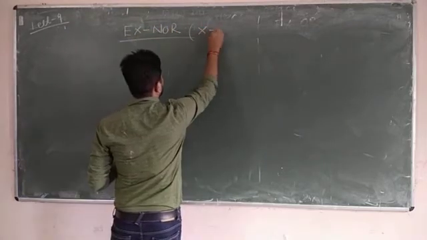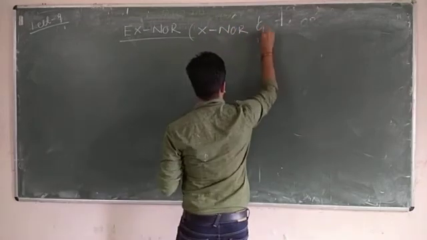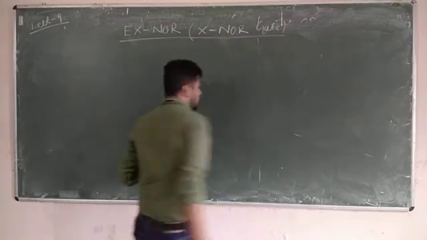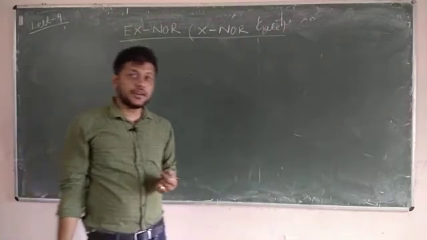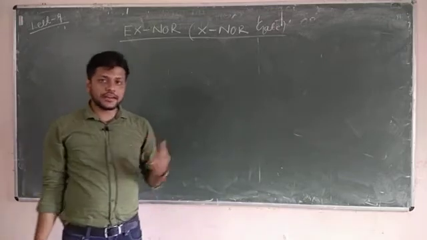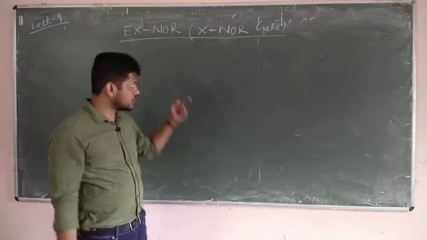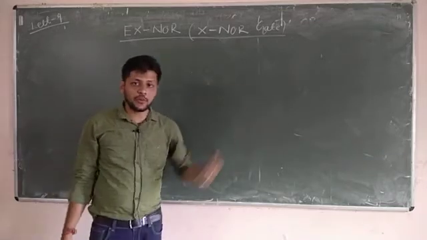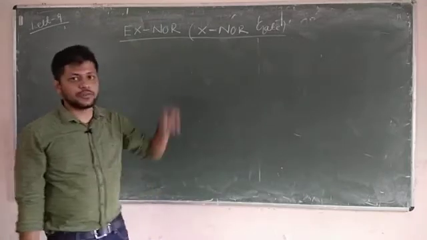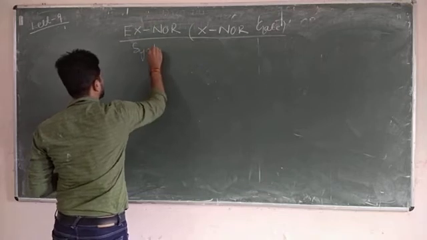XNOR gate. So till now we have studied three basic gates, that is NOT gate, AND gate and OR gate. After that we studied the universal gates, that is NAND gate and NOR gate. Then another category of gate that is most important with respect to any combinational circuits, that is your exclusive OR gate, and this is your exclusive NOR gate. So first we will see the symbol for this exclusive NOR gate.